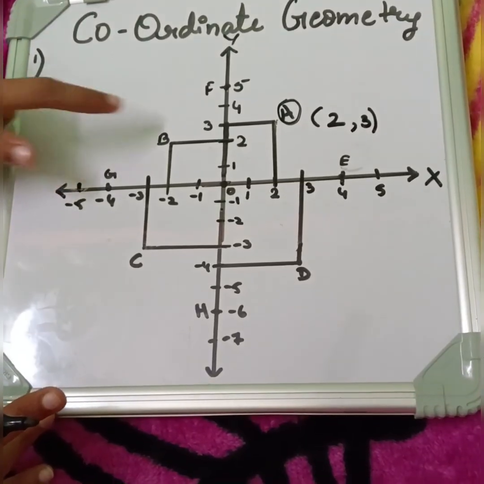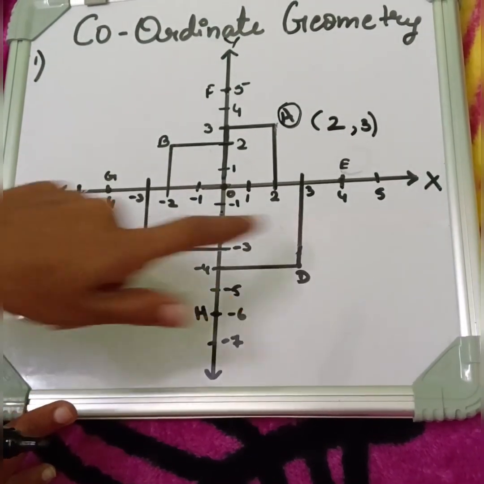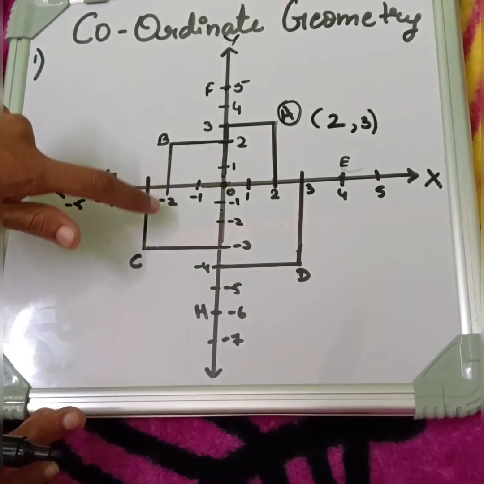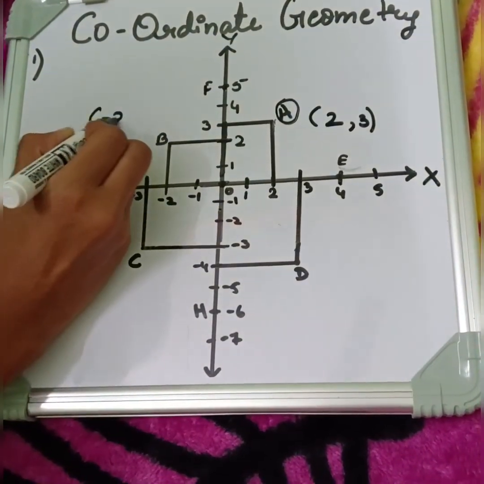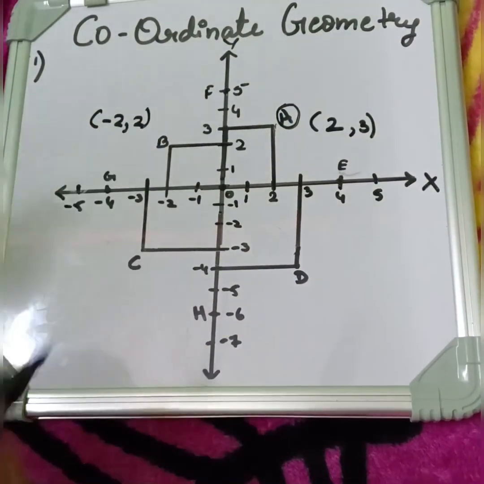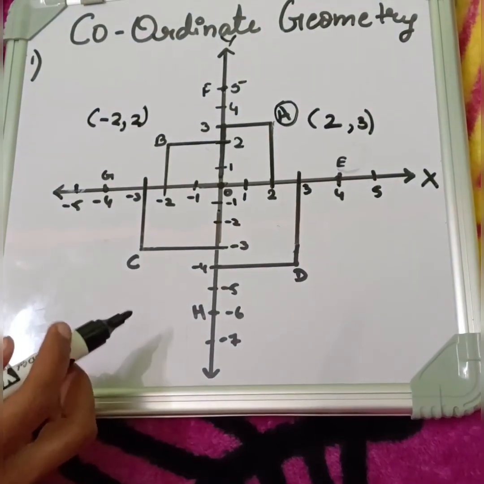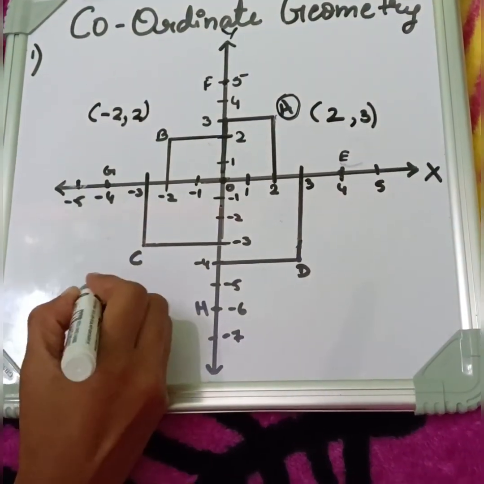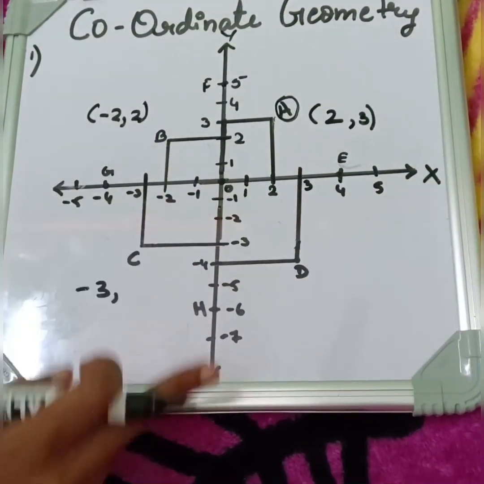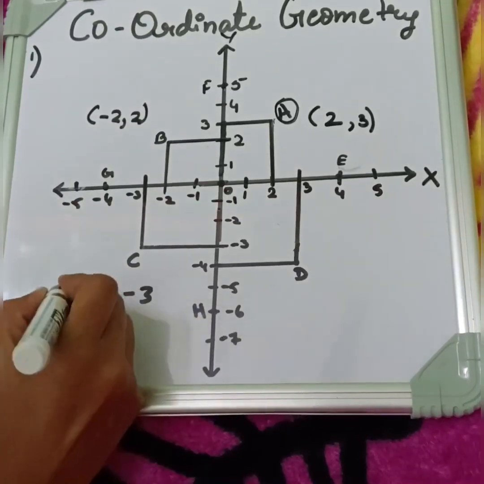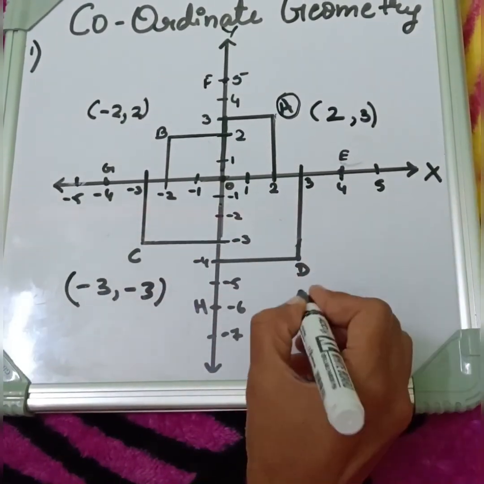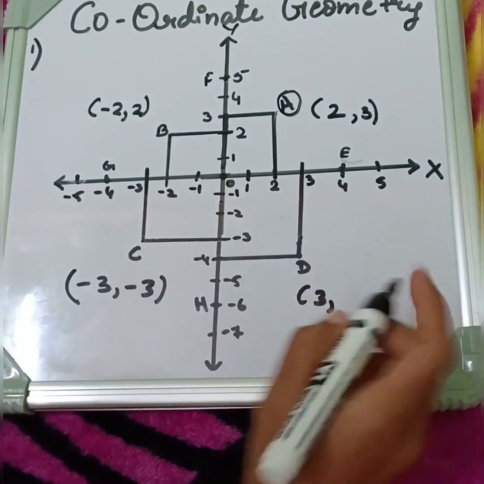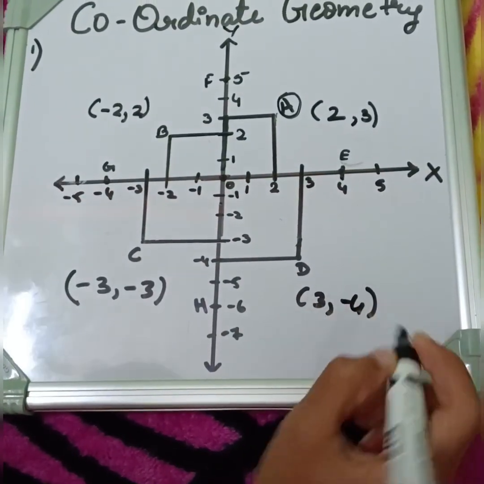Let's talk about B. On the x-axis it is minus 2, on the y-axis it is plus 2, so minus 2 comma 2. Point C. On the x-axis it is minus 3 and on the y-axis it is minus 3. D. On the x-axis it is 3, on the y-axis it is minus 4.